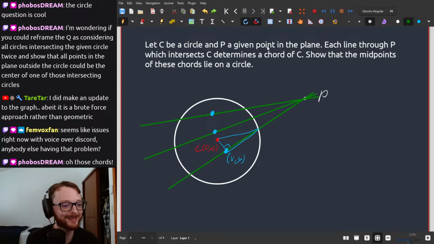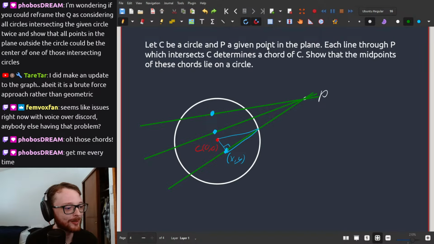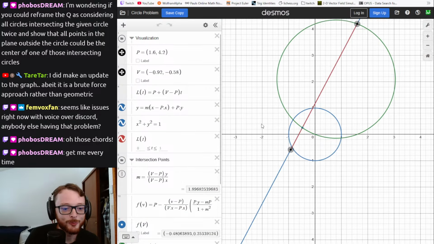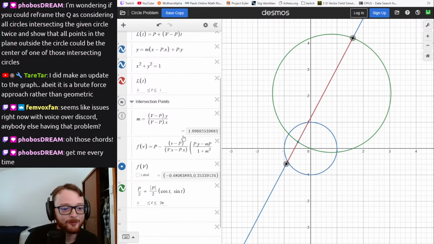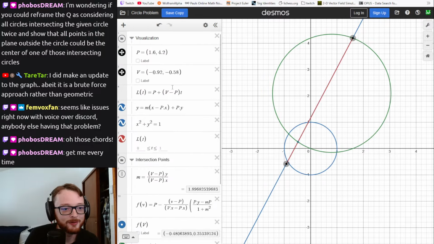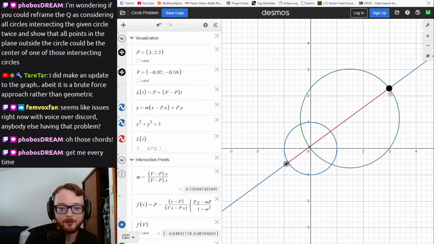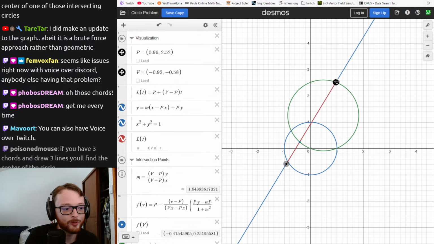Ooh, those chords. I didn't make an update to the graph. That'll be as a brute force rather than geometric. Let me, do I still have it open? Yeah, I do. Let me refresh it. Ooh, you have advanced. This is the Desmos that Teratar made. So the one centered at origin is the circle C that we're given. And I assume this is the circle that goes through the midpoints of all those chords.